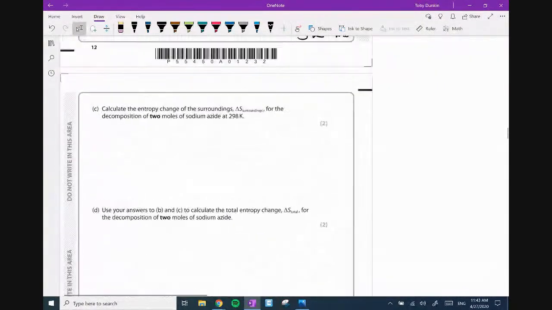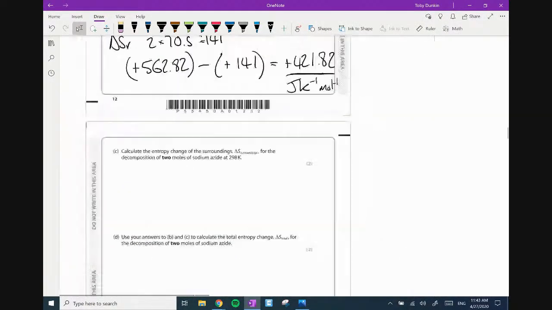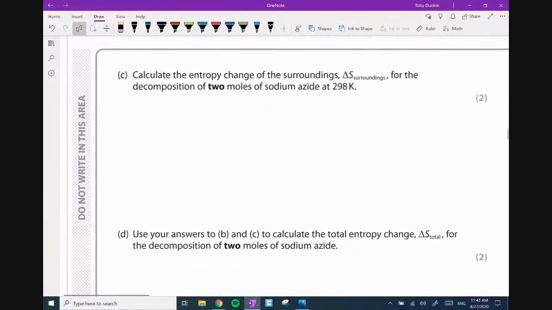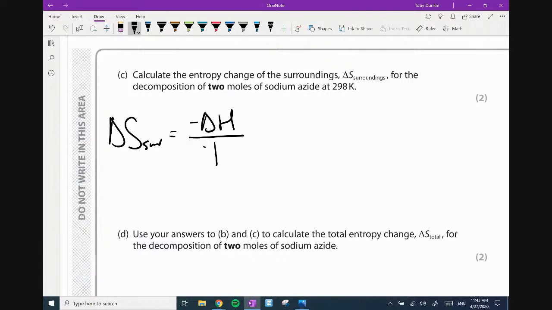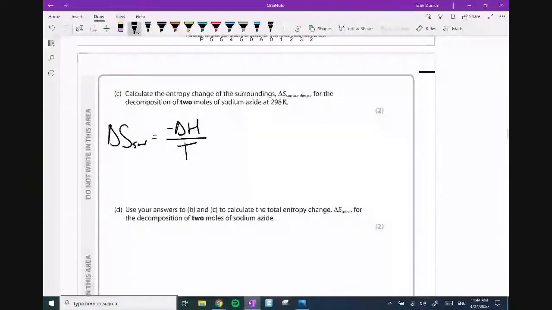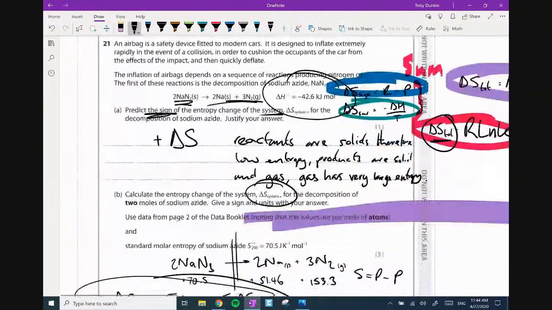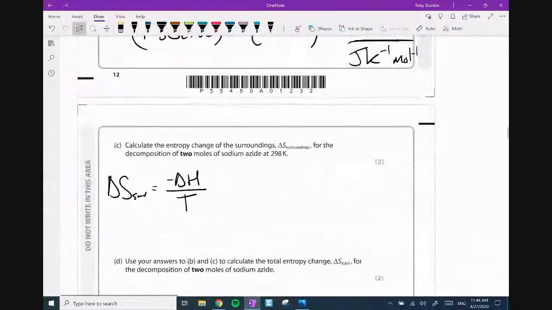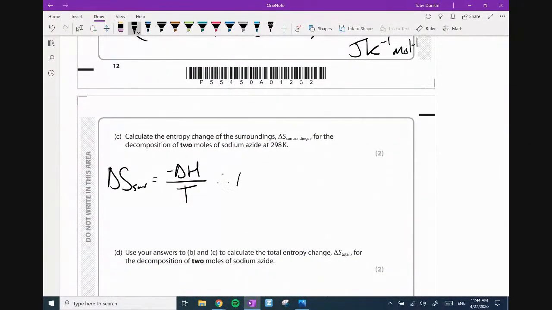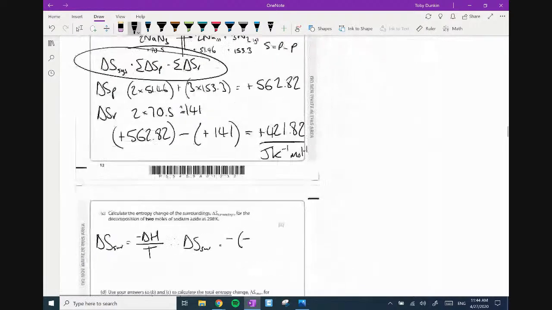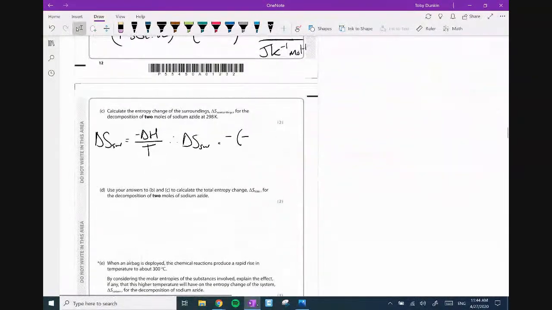Very reasonable. Next, calculate the entropy change of the surroundings. Straight away, delta S surroundings equals minus delta H over T. So we need to find out what the enthalpy is for the reaction, which is probably given in the equation. There's my enthalpy: minus 42.6. So delta S surroundings equals minus brackets minus 42.6. That was the trick. Naomi caught me on the hop on that one.